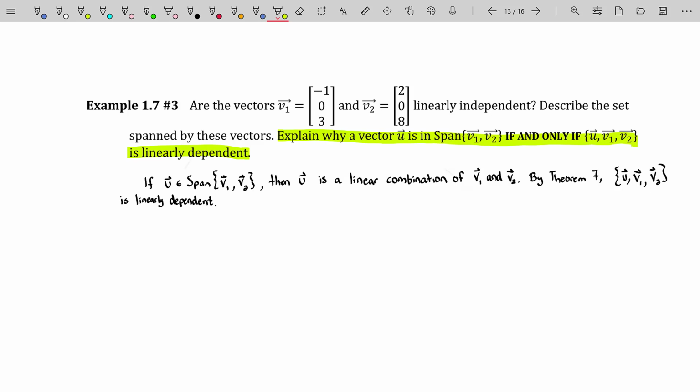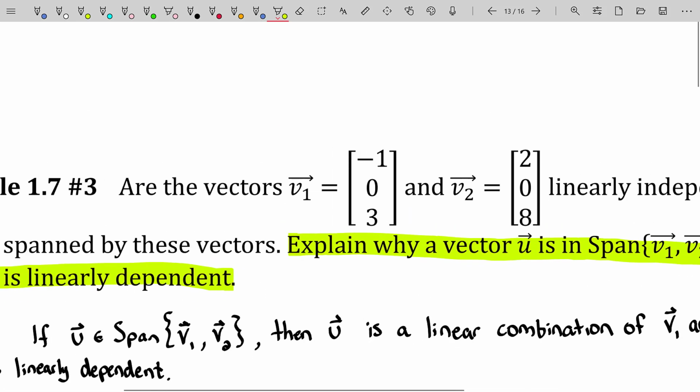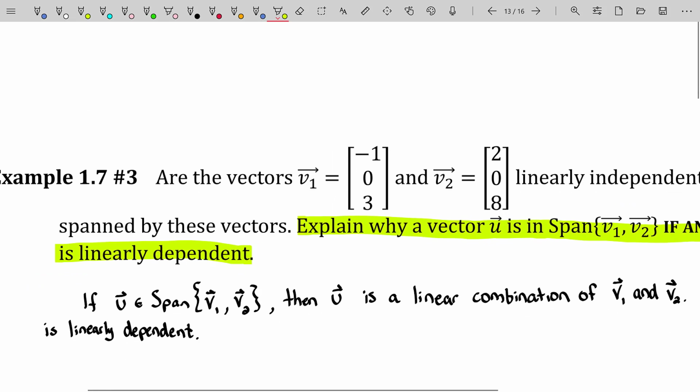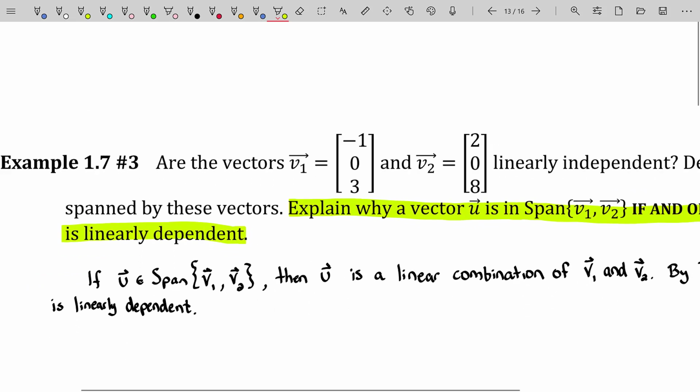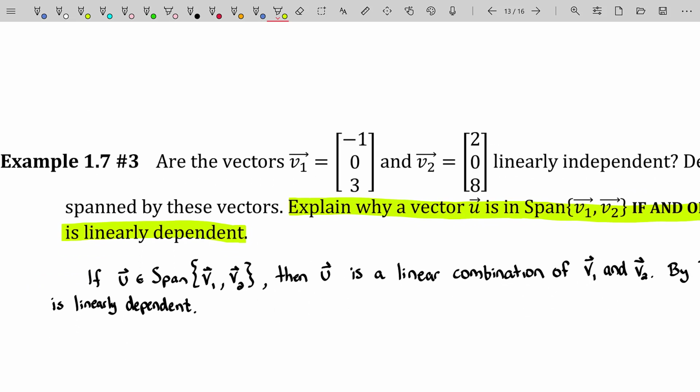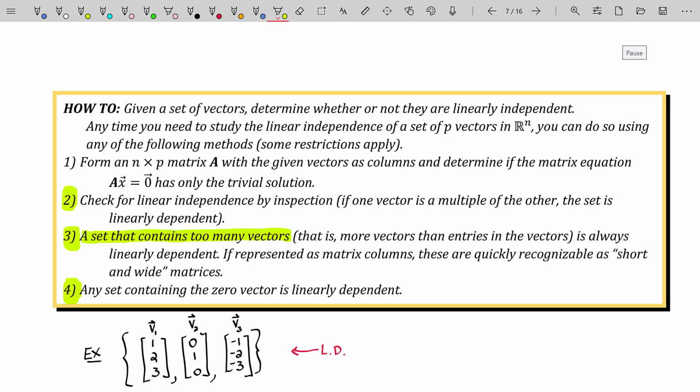So now let's go ahead and determine, are these two specific vectors linearly independent? And I gave you a list in a previous video to help you determine the method you're going to use when proving linear independence or linear dependence. And that's this list here.